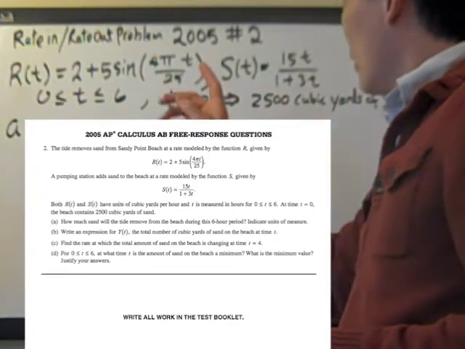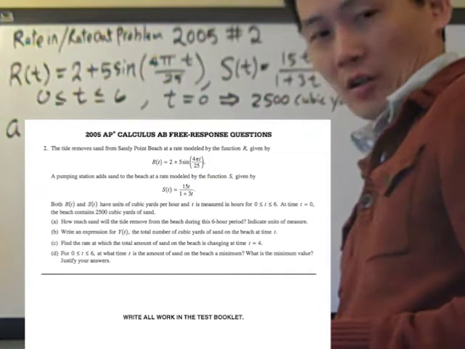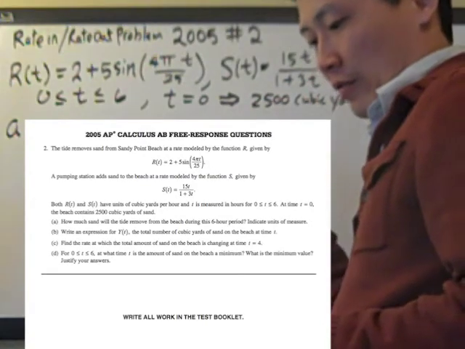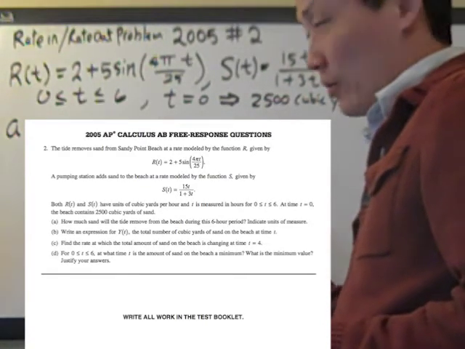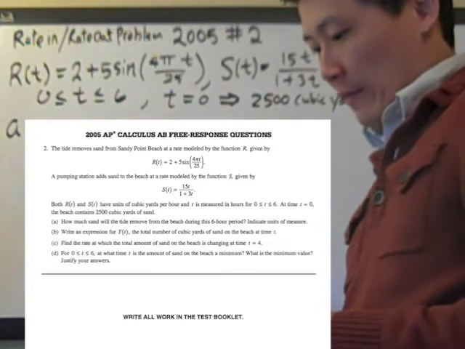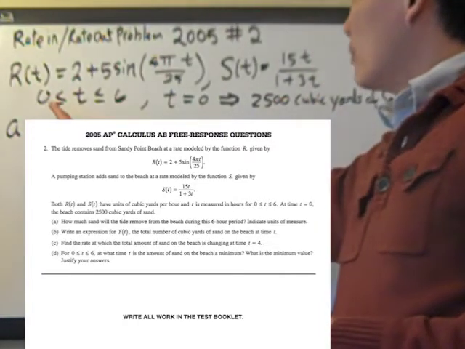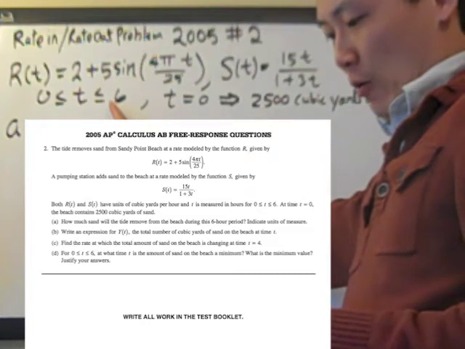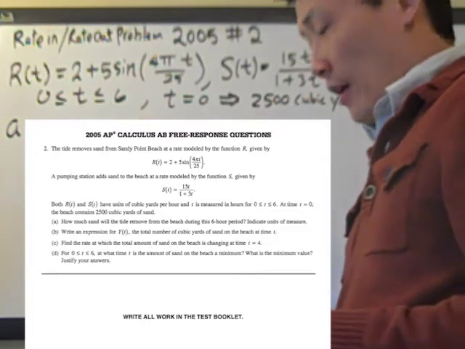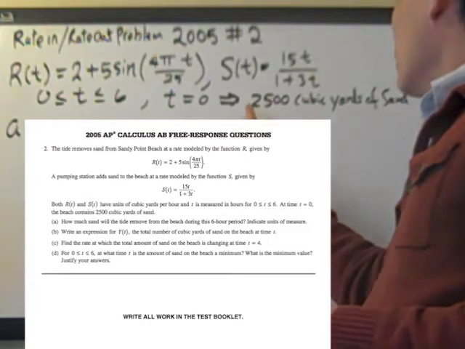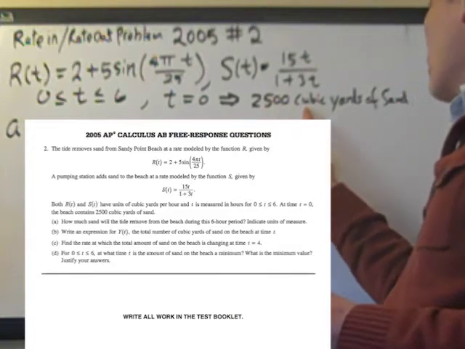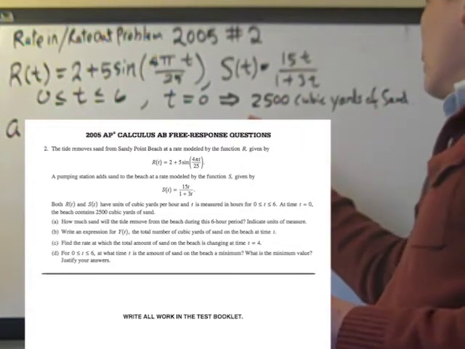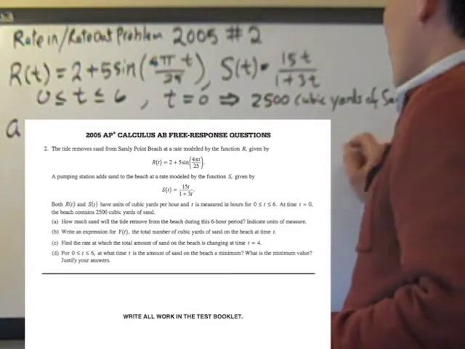Now both r of t and s of t are in units of cubic yards per hour. So these are rates of change, and are measured from 0 to 6 hours. Okay, and at time equal to 0, you have 2,500 cubic yards of sand. Now this is very important. This information is very important.